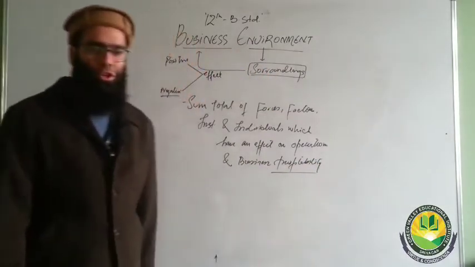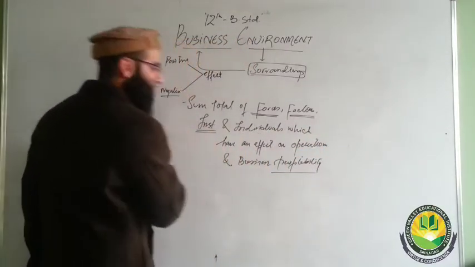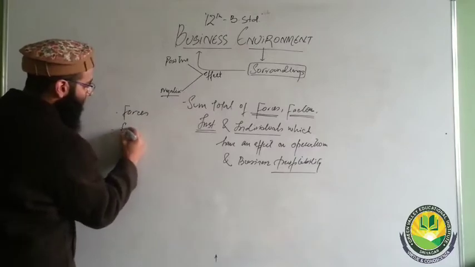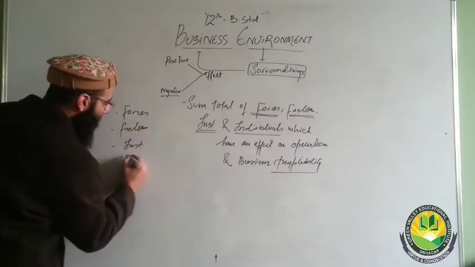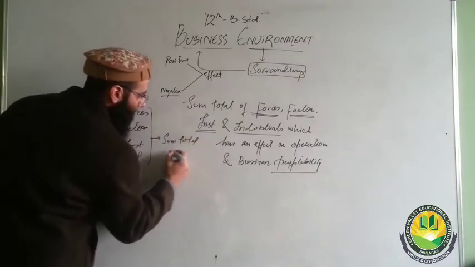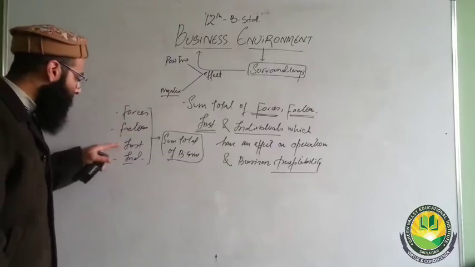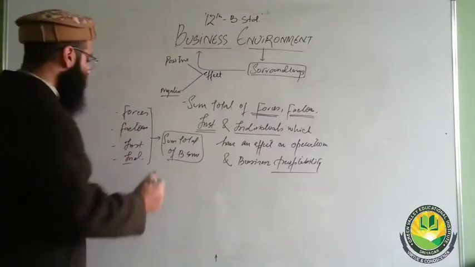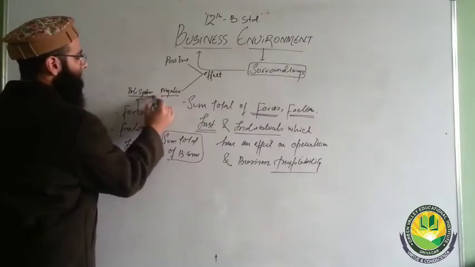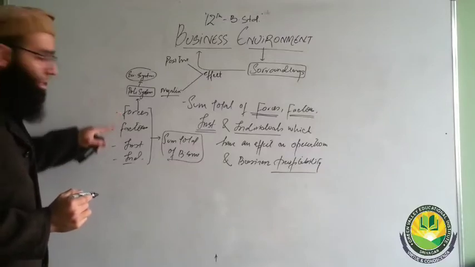So, if we analyze this definition, first, it comprises certain forces, certain factors, certain institutions, and individuals. They all comprise what we call the sum total of the business environment. If we give an example of each, when we say forces, let's say political systems or economic systems of a country, they can comprise forces and factors.